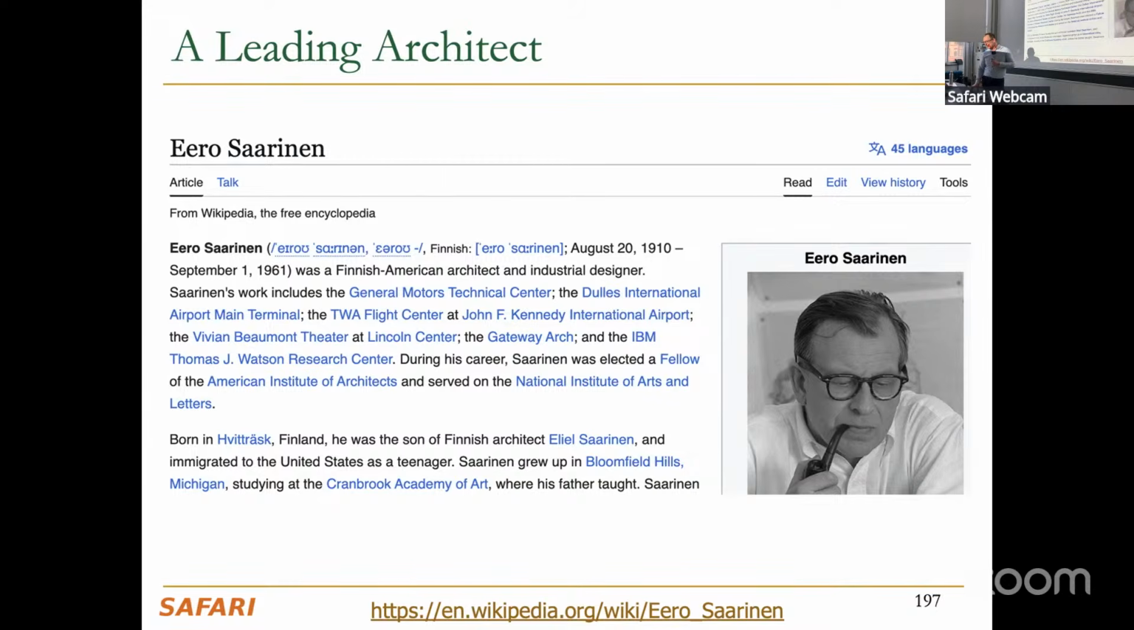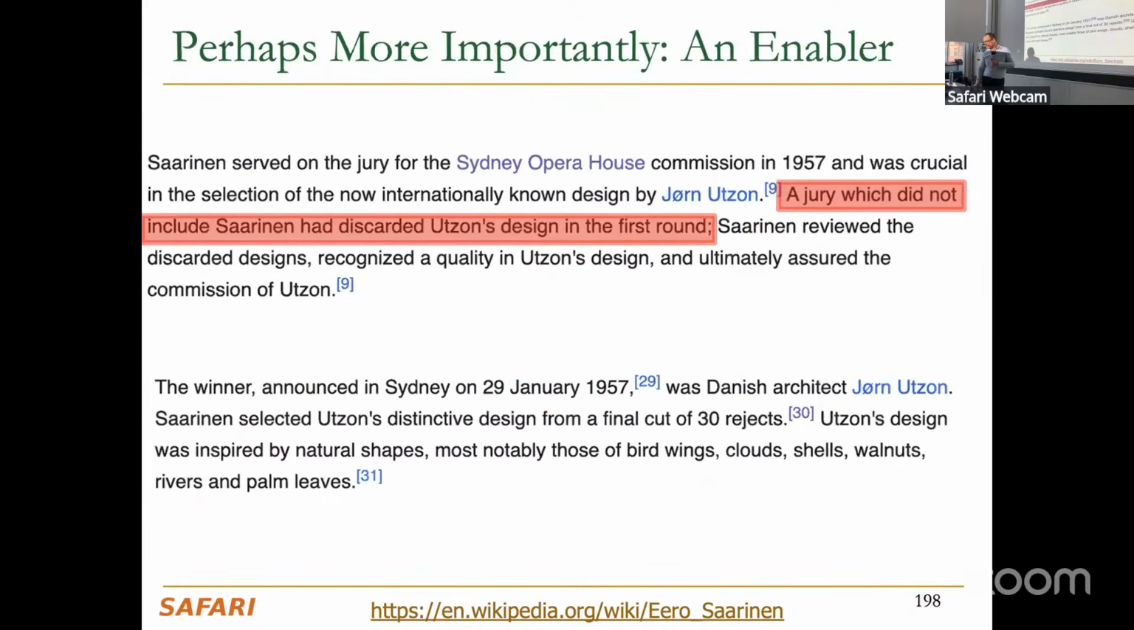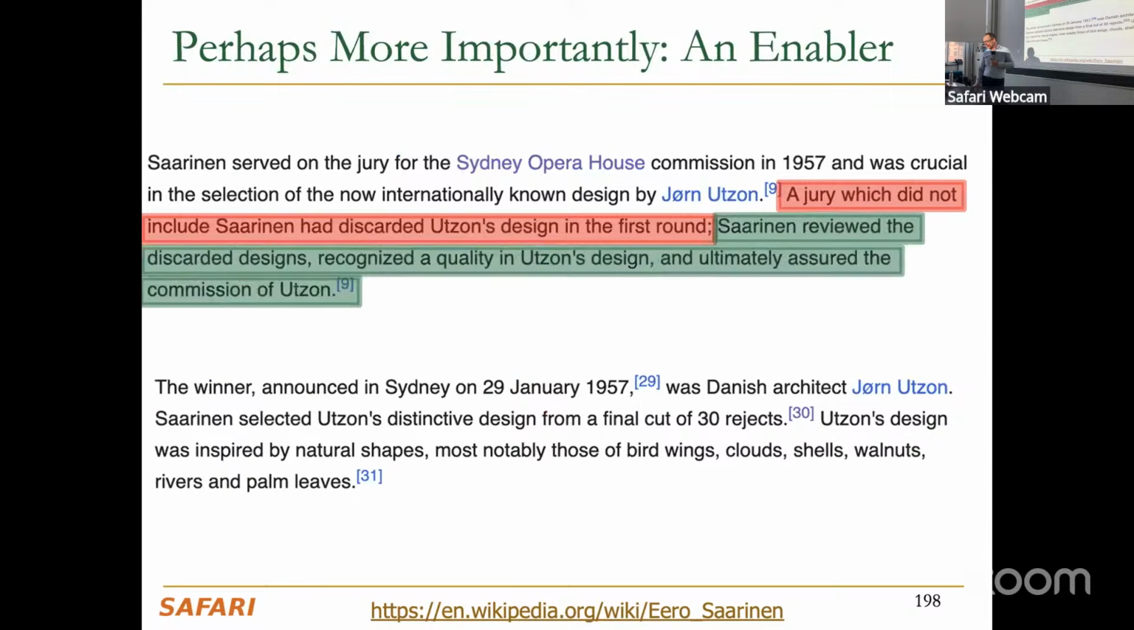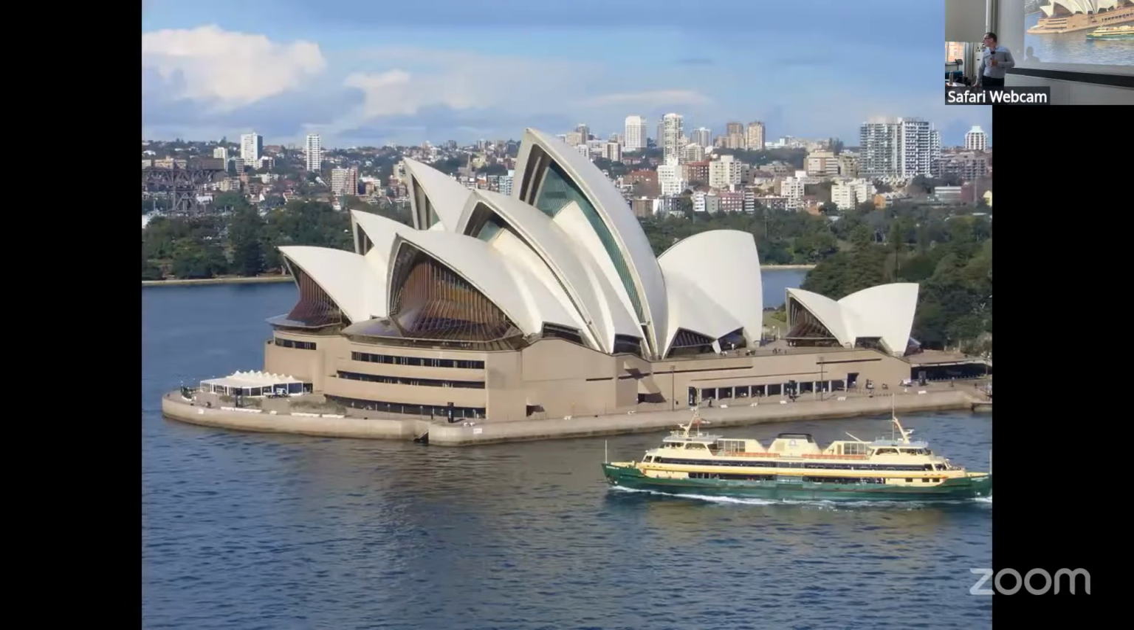More importantly, this architect was an enabler, I would say, because he enabled this thing, which is probably an even bigger thing. How many people know what this is? Yes? Exactly. Have you been there? Not yet. Okay, you should go there for sure. And you should never miss the opportunity to go there, especially if it's free to travel there.